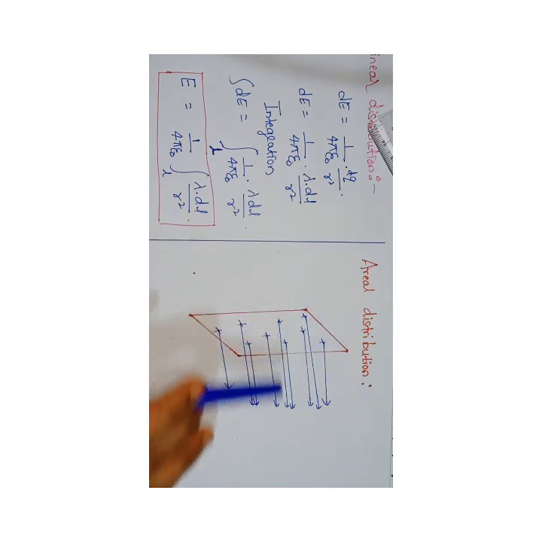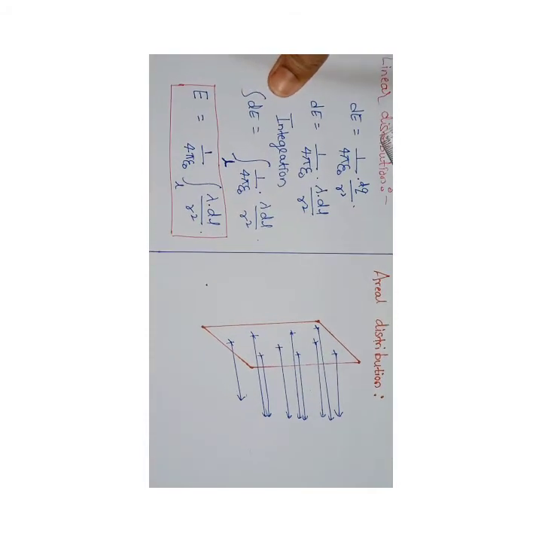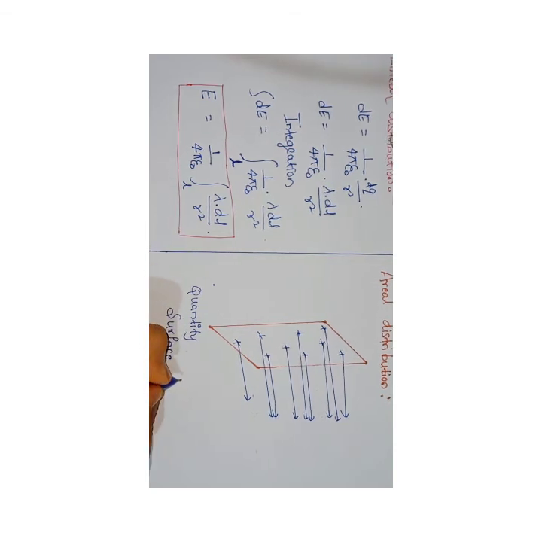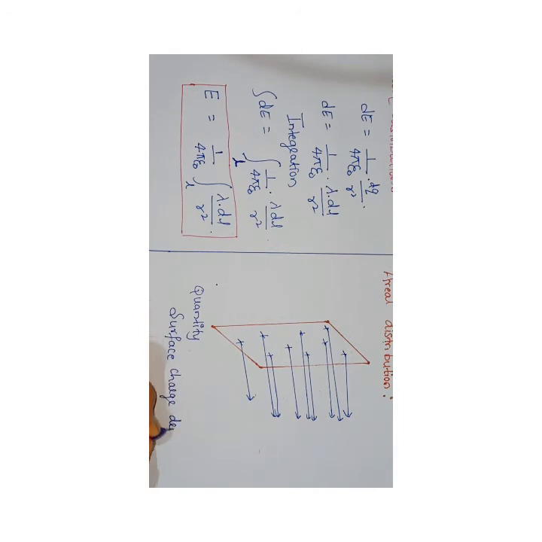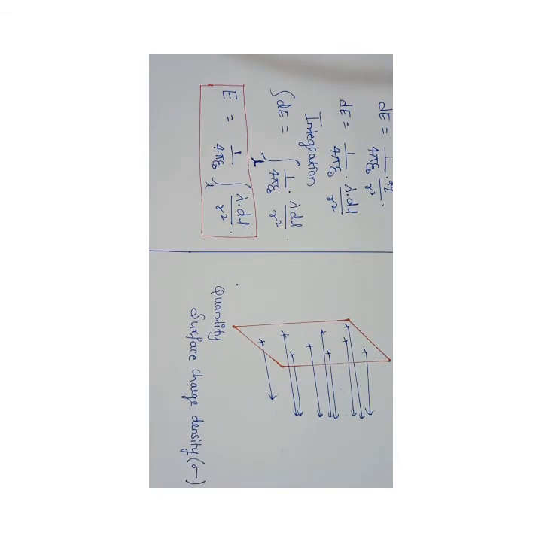If charges are distributed evenly through the surface area, then that is called areal distribution. So in such cases, just as we used a quantity for linear distribution, here we use another quantity. We call this quantity surface charge density. Surface charge density means density of charges over the surface, number of charges over the area. It is denoted by the notation sigma. So sigma is equal to delta Q by delta S, or you can take delta A.